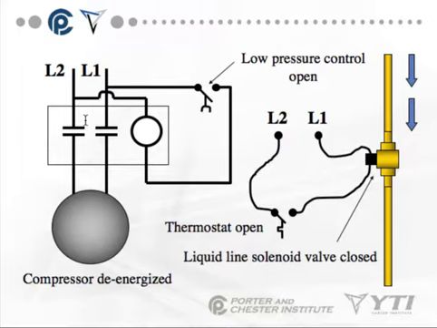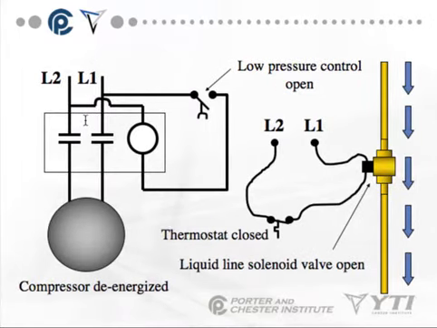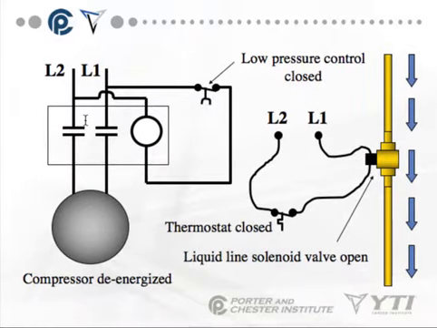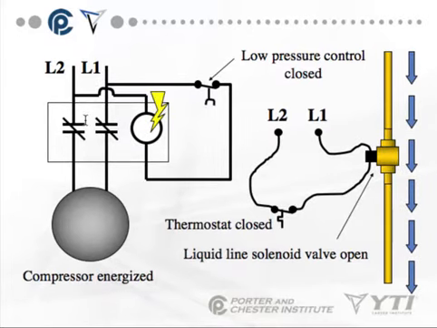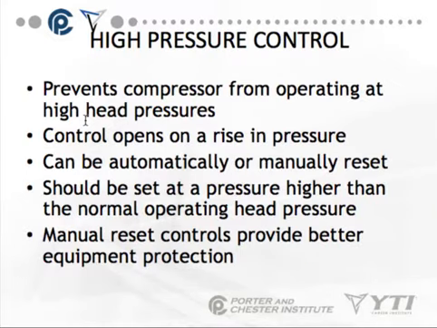Okay, and this is, again, thermostat's open. Thermostat closes, allows liquid refrigerant to flow through the liquid line, through the metering device, through the evaporator, and then the low pressure control will close, and it will energize the compressor, and our cooling cycle continues until the next thermostat opens again. High pressure controls prevent the compressor from operating at a high head pressure.